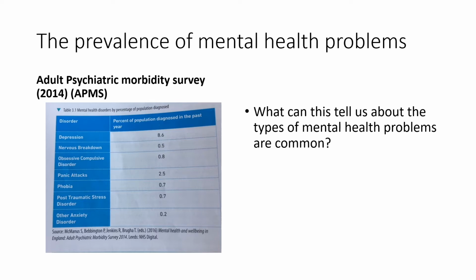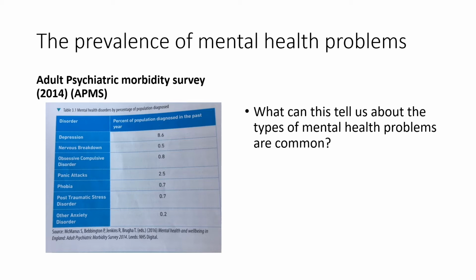So this was one that was done in 2014, so it's getting a little bit out of date by now, but it does give us a really good idea about how mental health problems have changed over time. And you can have a look and you can see what kind of mental health issues are most common. So as you can see from the table on the left hand side, 8.6% of the population was diagnosed with depression in that previous year, so in the year of 2013. Now that's quite high when you compare it to some of the other issues. The next one down is panic attacks, and you can see that 2.5% of the population have been diagnosed with panic attacks there.